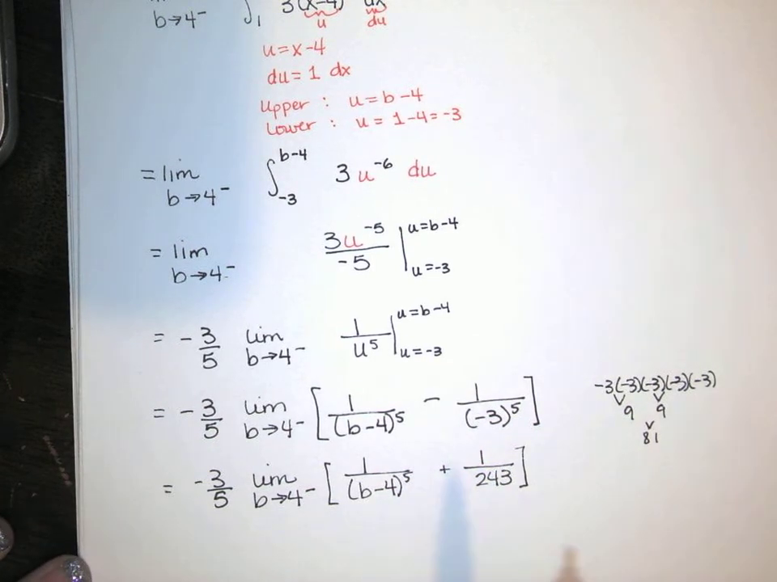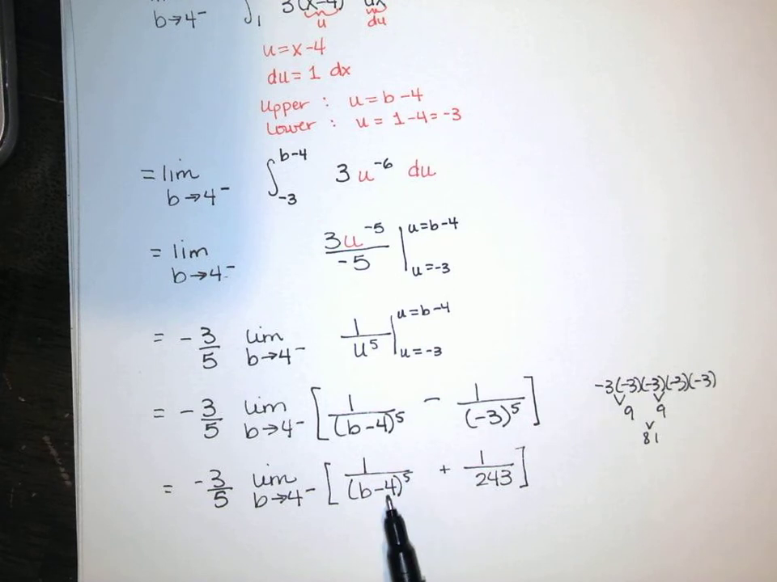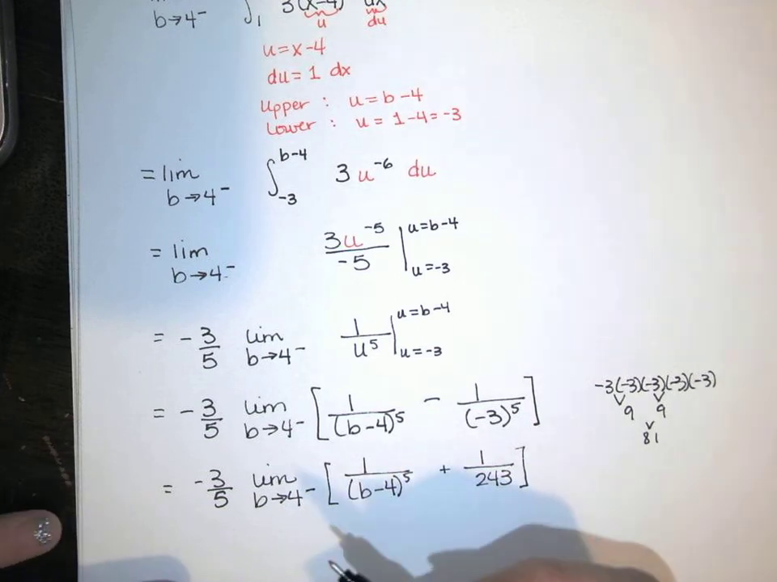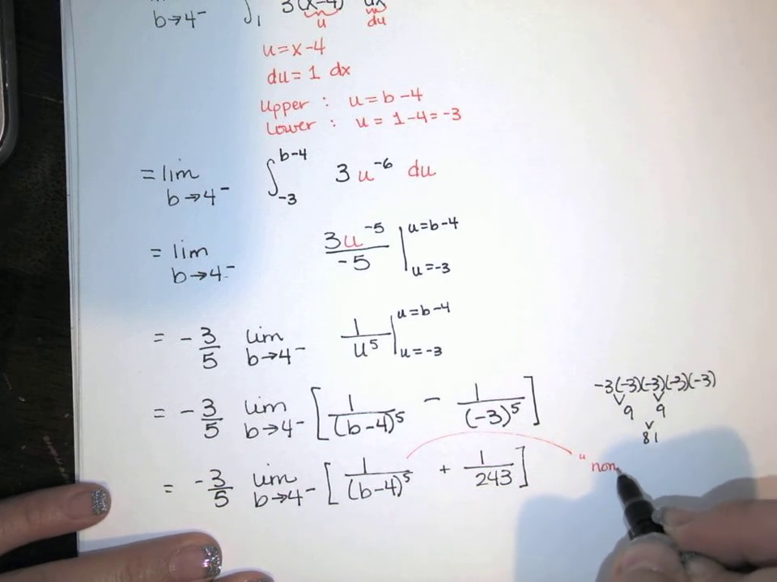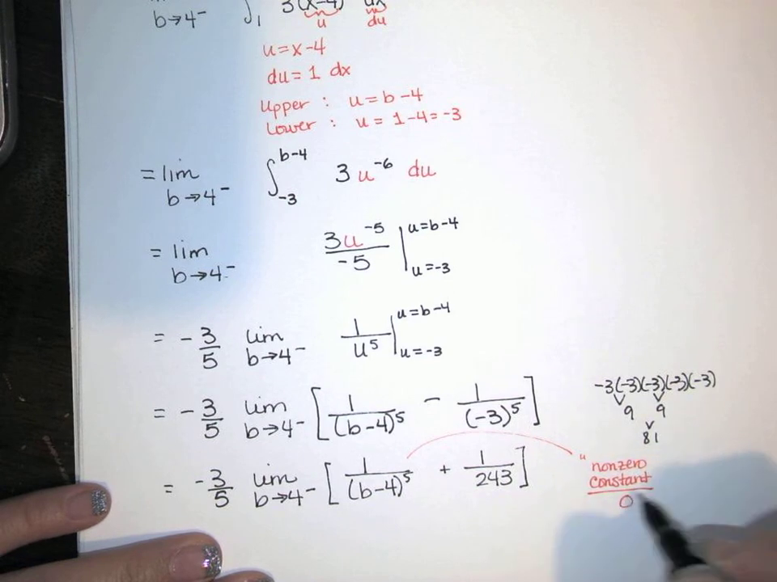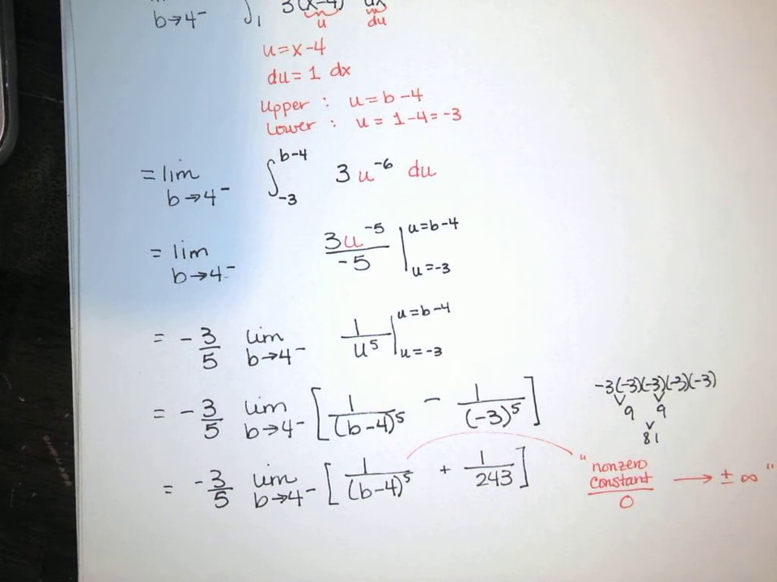Now we've got to take this limit. Okay, so what happens to this guy as b approaches 4 from the left? Notice if I plug in 4, I've got 1 divided by 0. It's been a while since Calc 1. If you have a non-zero constant divided by 0, that tells you you're going to get either plus or minus infinity out of that. To figure out which one it is, you need to figure out what the sign is of all the factors involved. The 1 in the numerator is obviously positive.